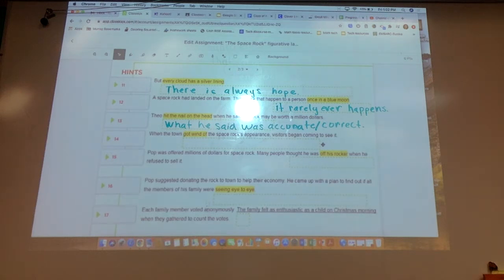Yeah, but that's not what the idiom means. The idiom doesn't mean it's worth a lot. The sentence means that, but not the idiom. Okay?